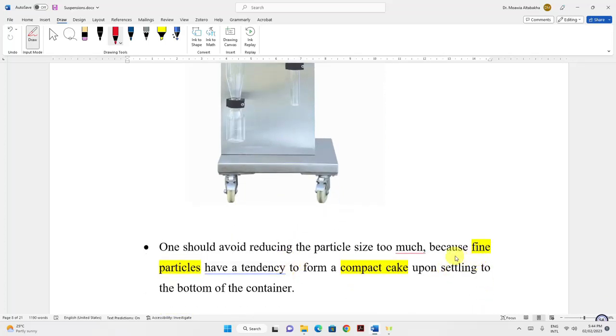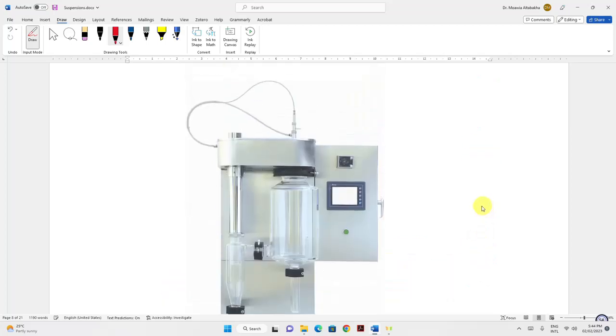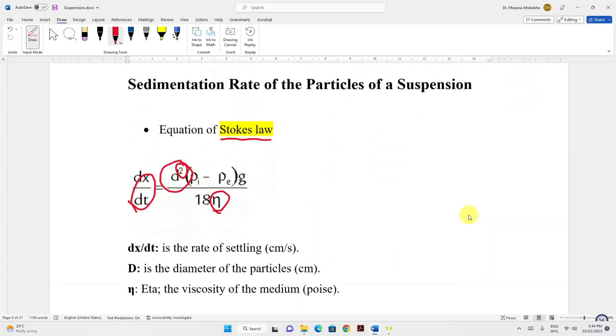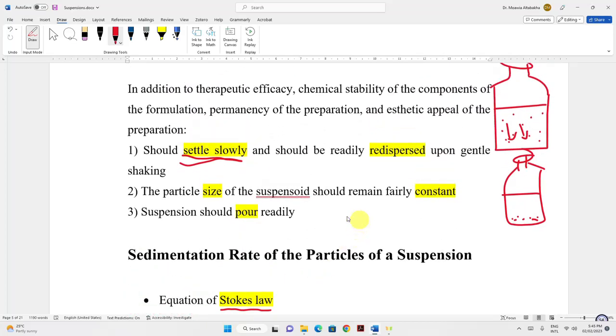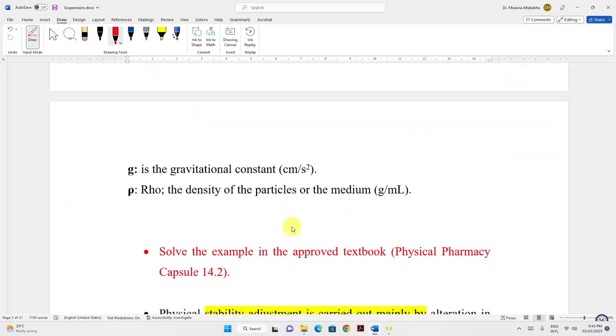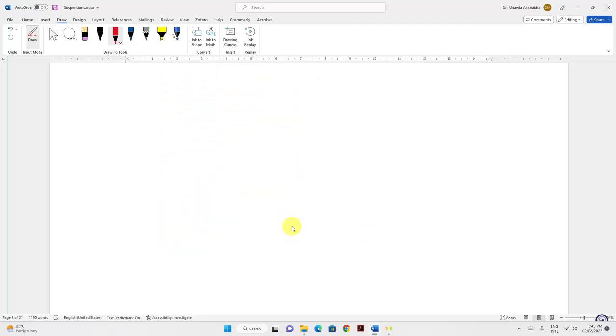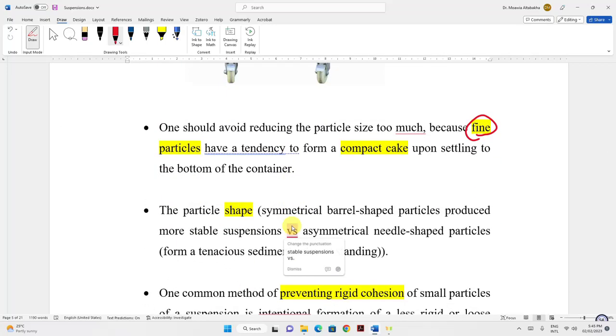But do we really need to go for small, very fine particles? If we look at this equation, yes, the smaller the particles, the slower the sedimentation. But you know what is the problem? The problem is the smaller the particles, you have other problems coming in, including that when they sediment eventually, they will form a hard cake. They will stick to each other very strongly, and it will be difficult to redisperse. It will be difficult to redistribute the particles, so we will not be able to have uniform dose. So we will have compact cake upon settling, and it will be hard to redisperse it.